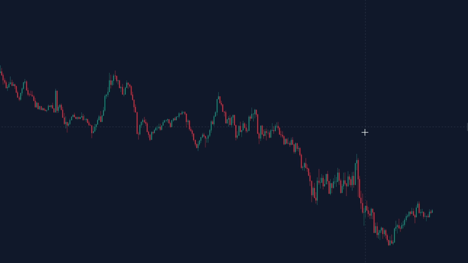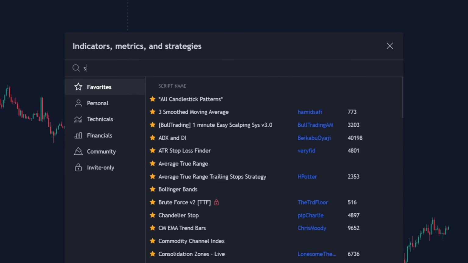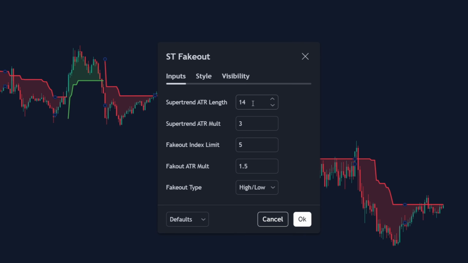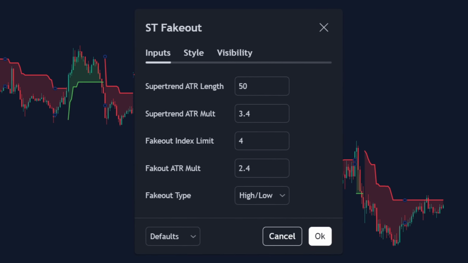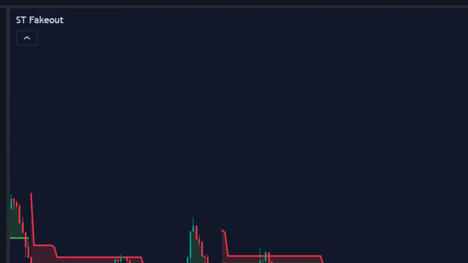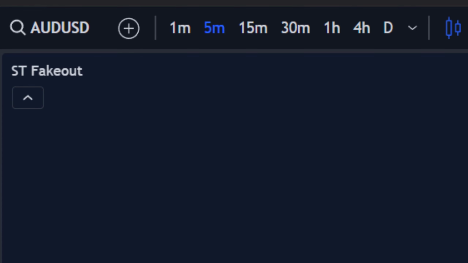First, let's add the indicator to our chart. Go to the Indicators tab, search Supertrend Fakeout, and select this one, by Amer KB. Go to the indicator settings and change the Supertrend ATR length to 50, ATR mult to 3.4, Fakeout Index limit to 4, Fakeout ATR mult to 2.4, and keep the fakeout type at high-low. If you didn't get some of that, that's fine. Just take a screenshot of this and change the settings later. Also, just so that we would be on the same page, open the AUD-USD pair in the 5-minute time frame.